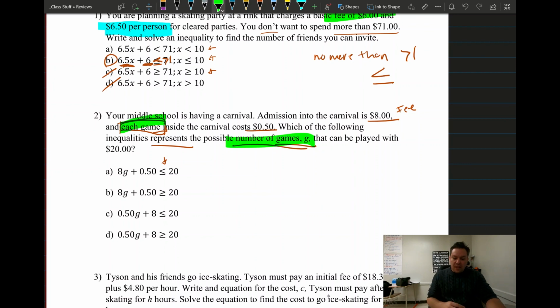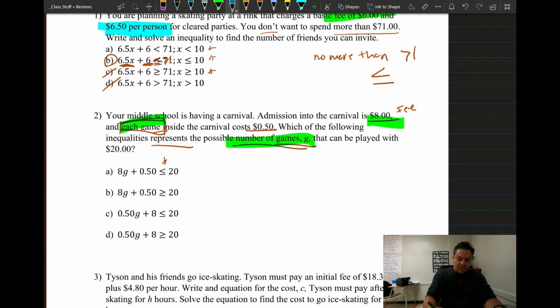That can be played with $20. Again, just like on the previous one, we have the $20 bill, and that's all we can spend, okay? We can spend the whole 20 or less if you want to. If you want to have some cash left over to spend later on, you can do that too. So in this case, the keyword is going to be the fee, the number that goes by itself. So 8 has to go by itself.